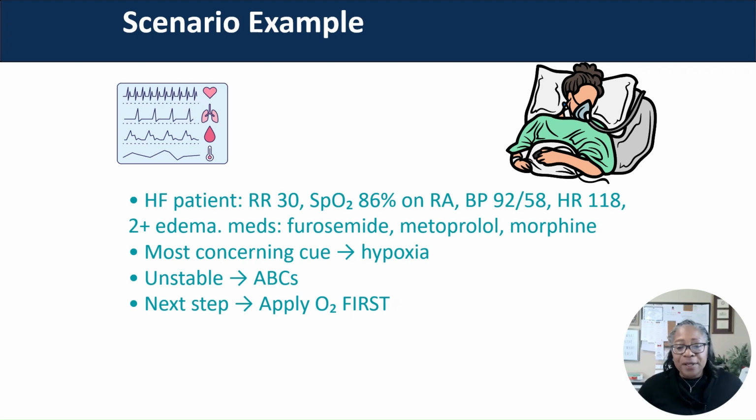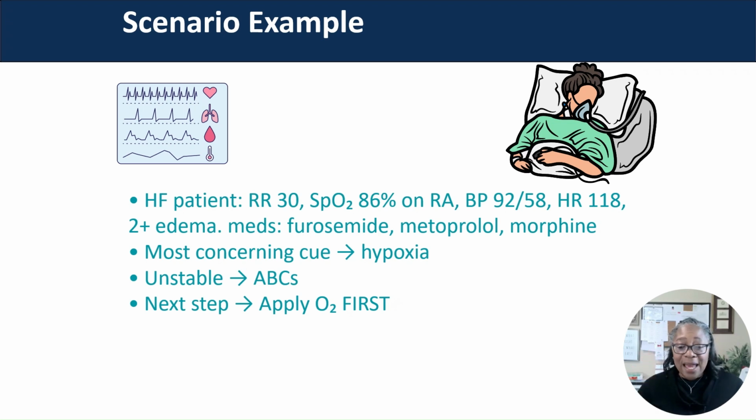67-year-old patient with heart failure reports shortness of breath. Their vital signs are blood pressure 92/58, heart rate 118, respiratory rate 30, SpO2 86 on room air. They have 2 plus edema. They're sitting upright and a little anxious.